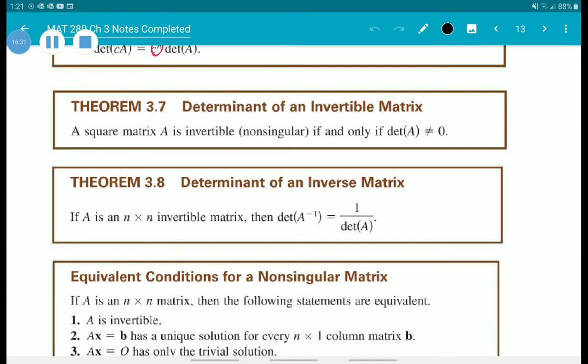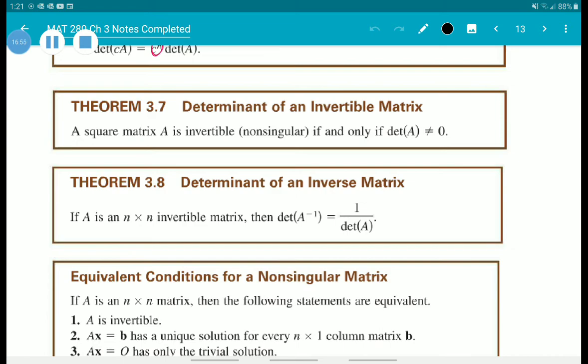Theorem 3.7, that's one we talked about before. How do you know if a matrix is invertible? Well, a matrix is invertible if and only if the determinant's not 0. So anytime you get the determinant as 0, then that means that matrix will never have an inverse. But if it's not 0, then you have a non-singular matrix. You have something that you can invert.